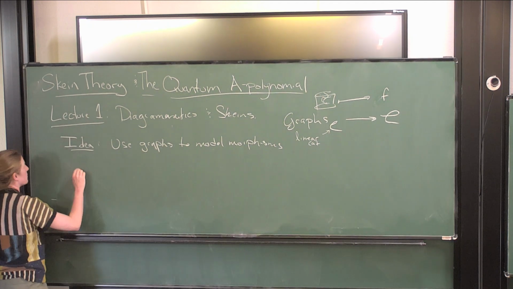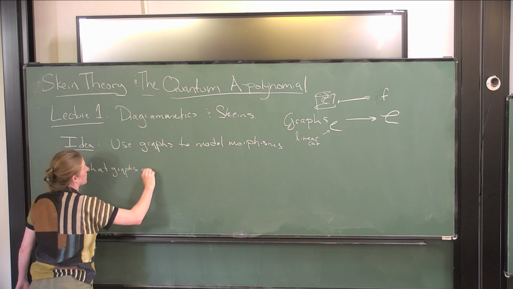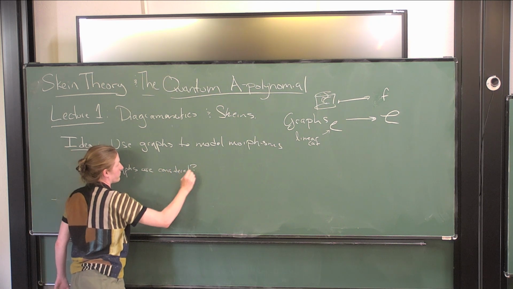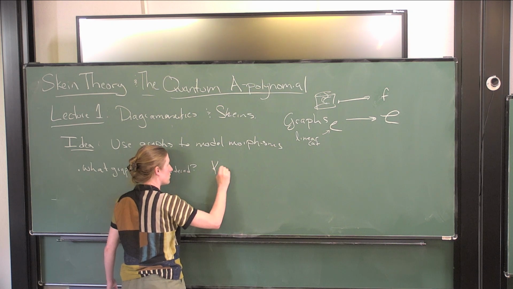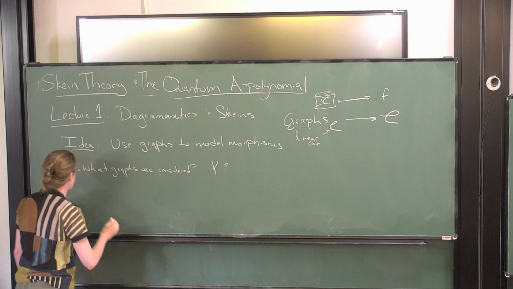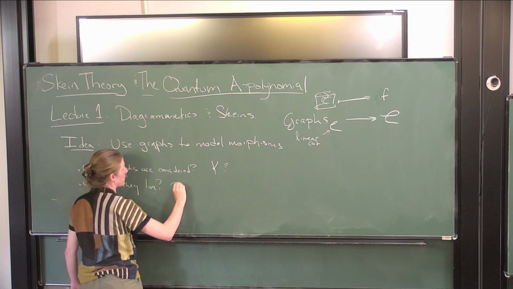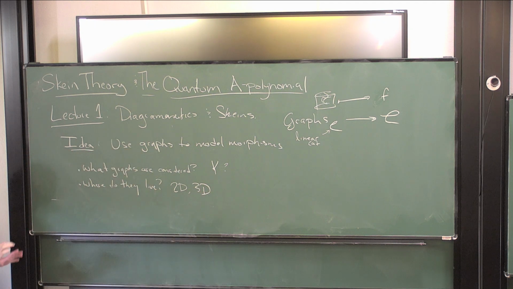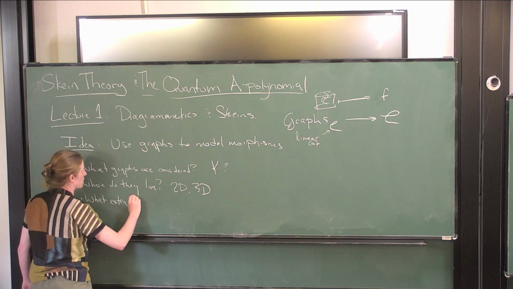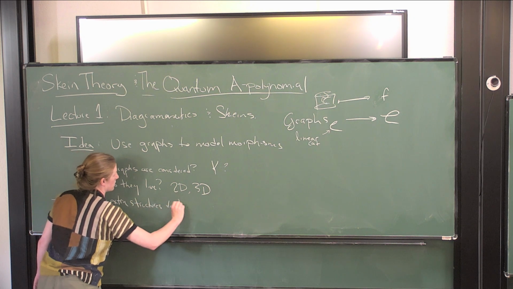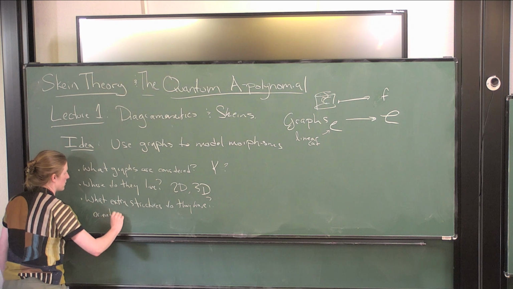And the correspondence that we get to is we have some questions we need to ask ourselves about these graphs. We want to say what graphs are considered. So by this I mean, can they be trivalent or not? What's being considered? Where do they live? So this is mainly a question of 2D or 3D, although here there's also questions of whether it's on a plane or on a sphere. And then also what extra structures do they have? So this is basically a question of, are they oriented? Are they framed?